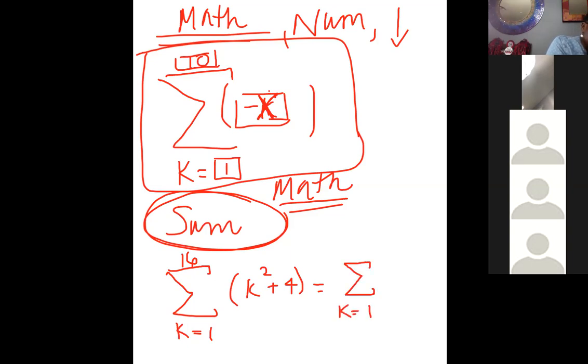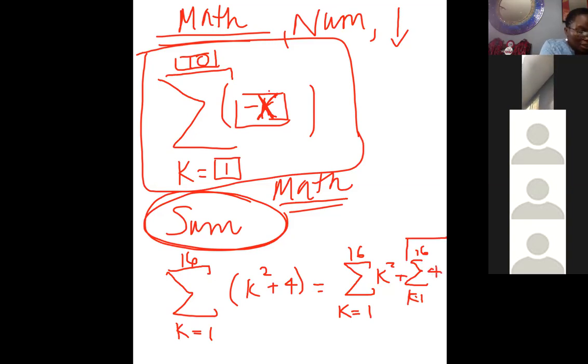We're going to break this up into a sum. The lower limit for the first part is K equals 1, the upper limit is 16, and you do K squared, okay? Now, plus the lower limit for the second one is 1 and the upper limit is 16. And so this one right here is just a constant.